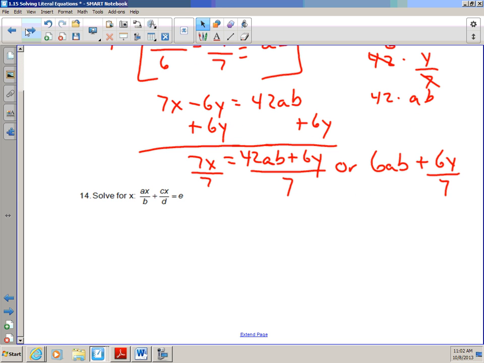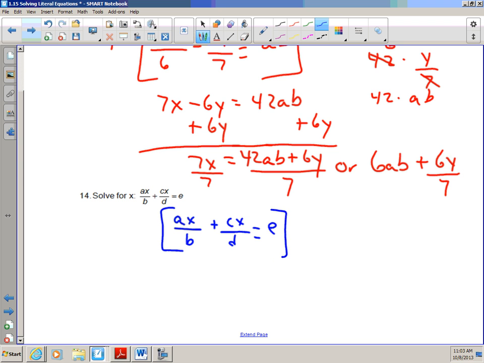Now, similarly, in number 14, I have fractions. But my denominators are b and d. Well, I don't really know what the least common denominator of b and d is numerically, because they're obviously variables. But there's always a foolproof way to come up with a common denominator. It may not be the least, but it'll be common. You just multiply the denominators. Well, what are my denominators here?